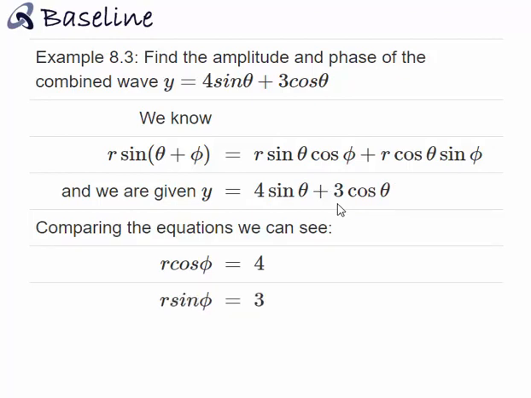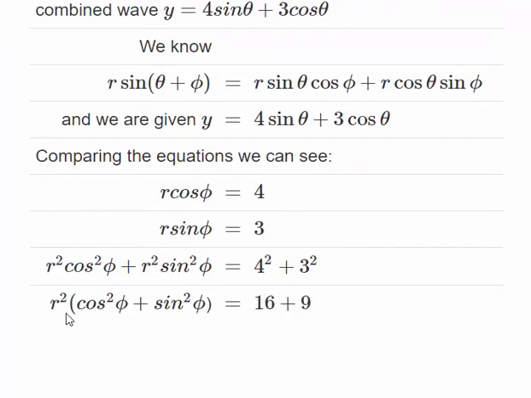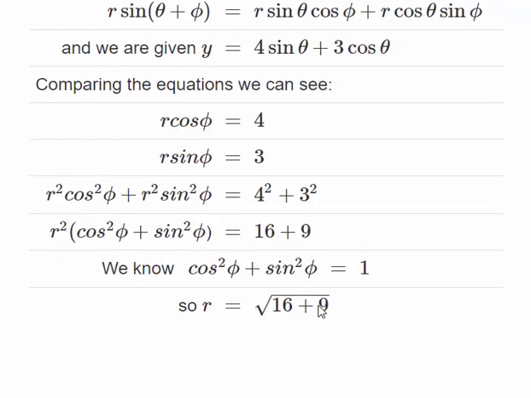If I square both of these and add them together, I'm going to get r squared cos squared phi is equal to 4 squared, r squared sine squared phi is equal to 3 squared. If I take an r outside the brackets, I've got r squared brackets cos squared phi plus sine squared phi, and we know that cos squared plus sine squared is equal to 1, which means that r squared is equal to 16 plus 9, so r is equal to the square root of 25, which is equal to plus or minus 5.